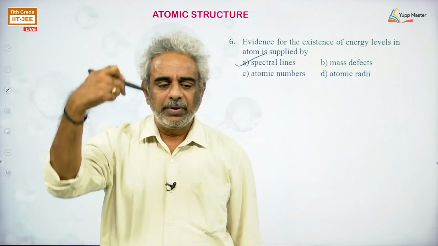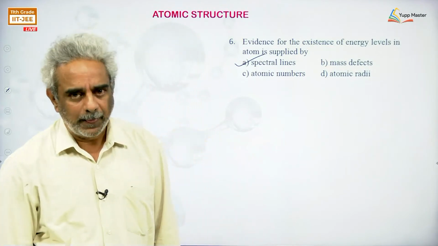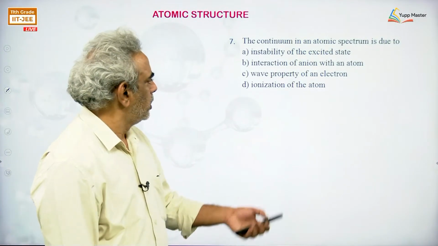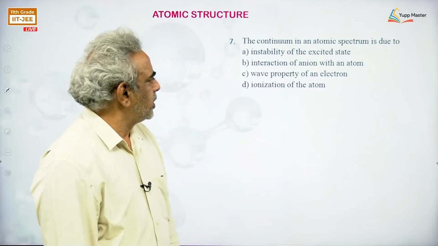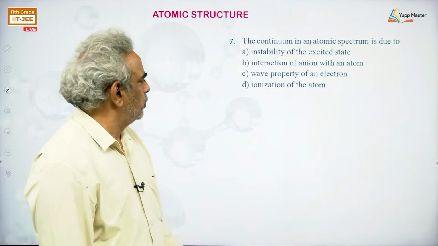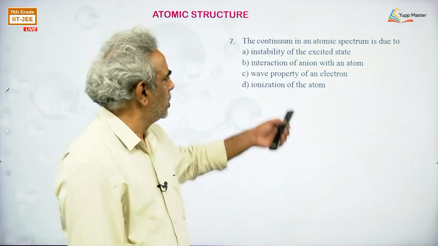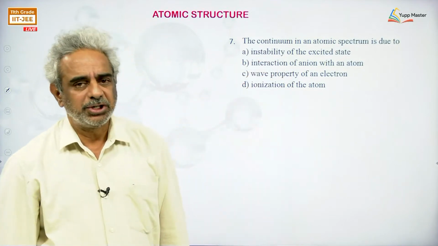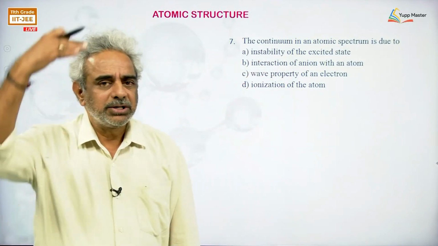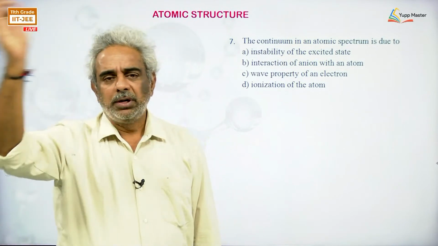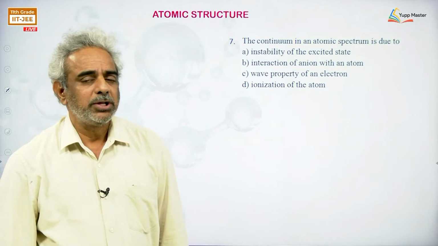Because of the jumping of electrons from one level to the other level, electrons emit photons. The continuum in an atomic spectrum is due to the fact that at one stage the lines will be very close, the instability of the excited states. The excited state electrons will quickly fall into the nearby level, and the energy gap between them is also very low.